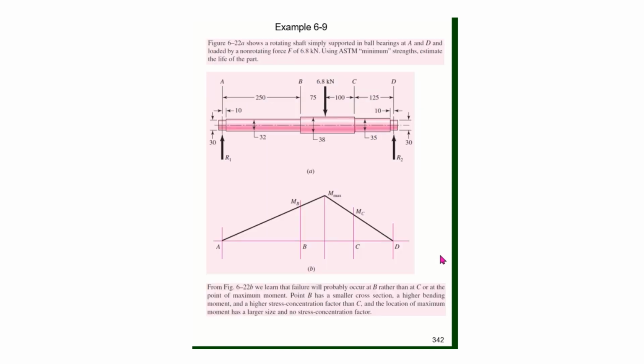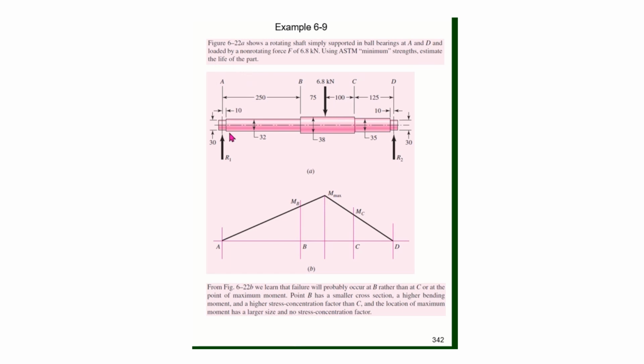Our next example on completely reversed loading is given here by this rotating shaft, and it's simply supported on a bearing on this end at R1 and a bearing here on this end at R2. And we have an applied load here of 6.8 kilonewtons at this location along the length of the shaft. And we are to estimate the life of the part.